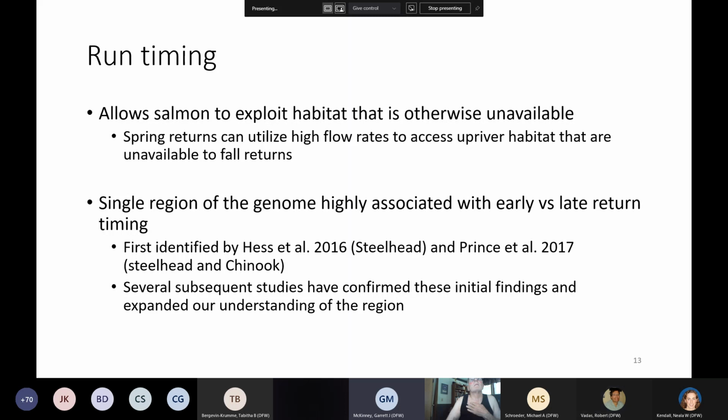and animal predators. There's a single region of the genome that's been highly associated with early versus late return timing. This was first identified by Hess et al. in steelhead, and then in the next year by Prince et al. for steelhead and Chinook. And there's been a number of subsequent studies that have confirmed the initial findings and then expanded our understanding of this region.